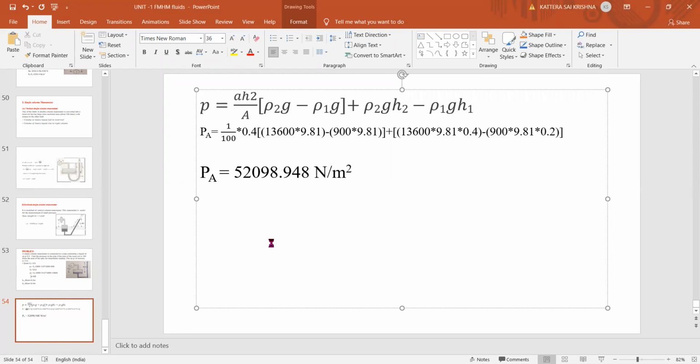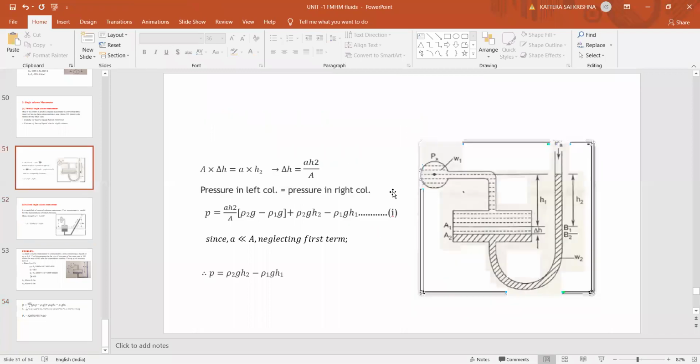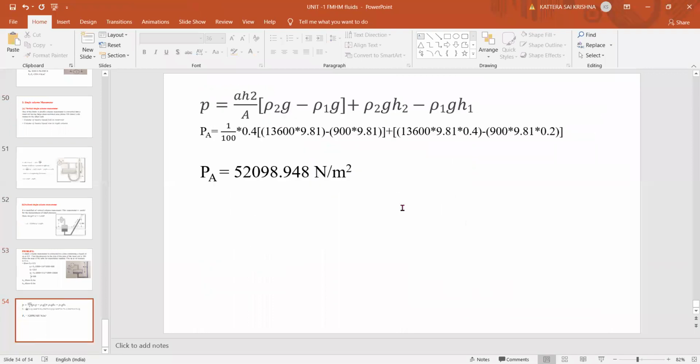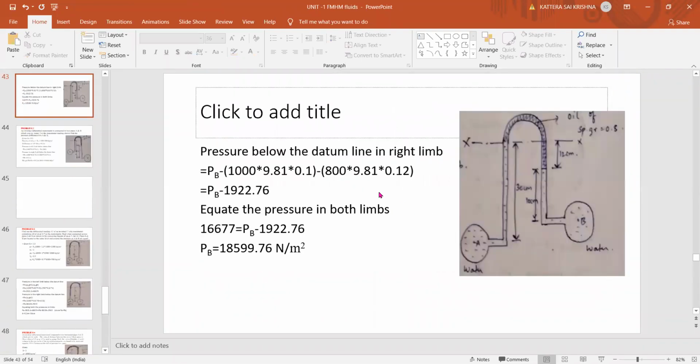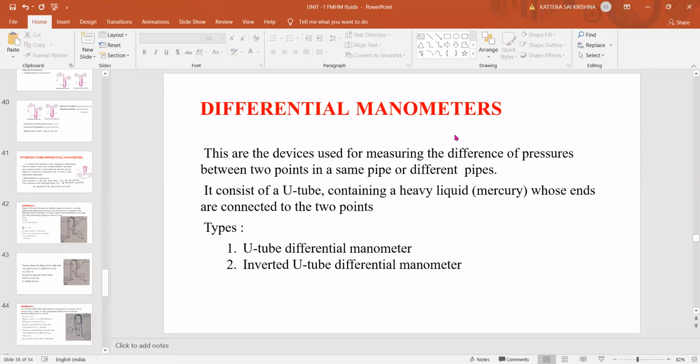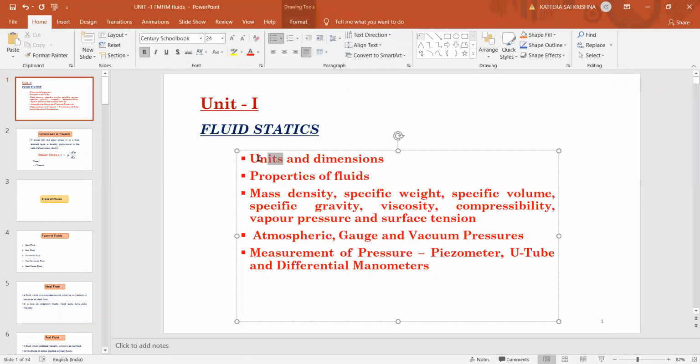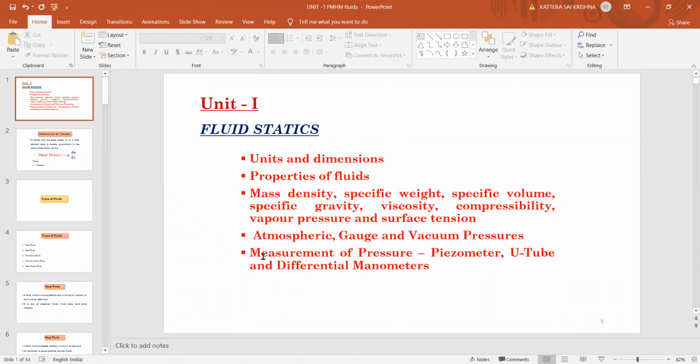Okay, right. So we have completed one problem. If possible, in the next class, I'll give some problems on this. Just check with the syllabus first unit. These are the things you have learned in the first unit. Units, as I said in the earlier class, how to calculate the MLT values, units and dimensions, we have seen for all the fluids. Next, pressure types: gauge pressure, vacuum pressure, atmospheric pressure. Next, measurement of pressure. So this comes under our first unit, which we have completed today.